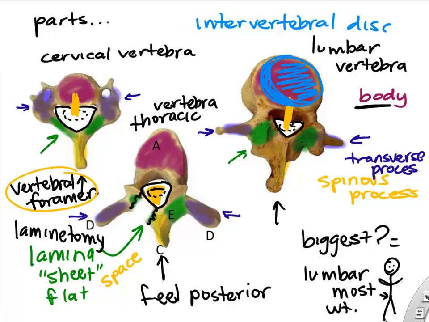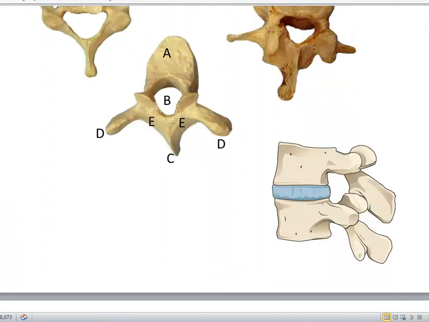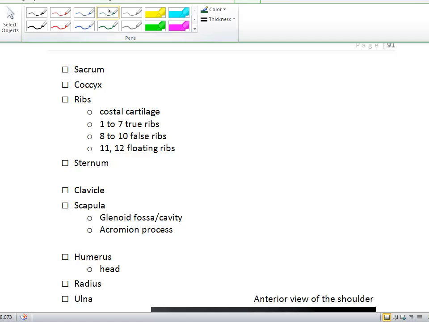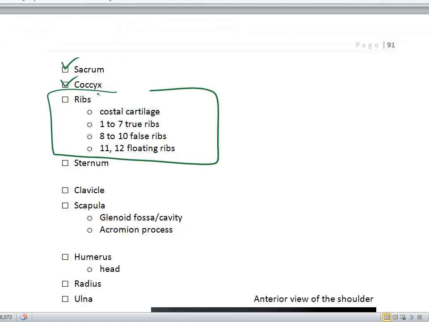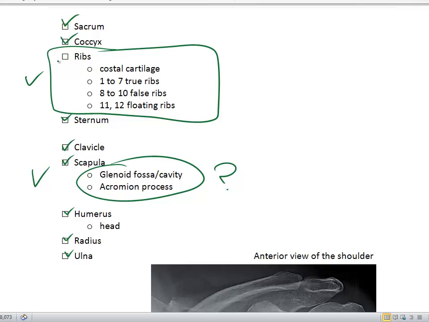All right, so when you stack all those little vertebrae up, don't forget that there's an intervertebral disc between most of the bodies, and then you also create that hole there. It becomes a tunnel when you stack them all up for your spinal cord. We know the sacrum and the coccyx. Let's mention a little bit about the ribs, and then we'll follow up with the scapula.